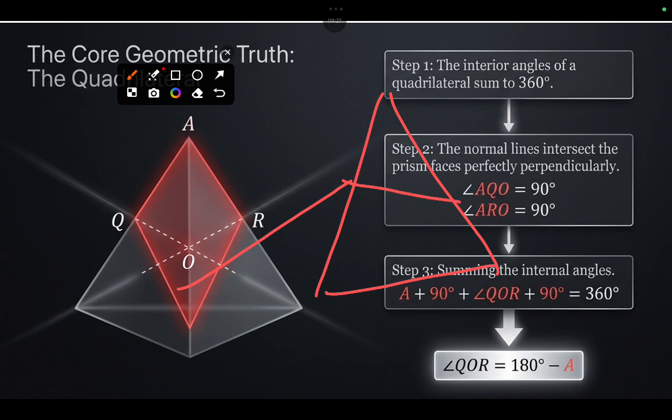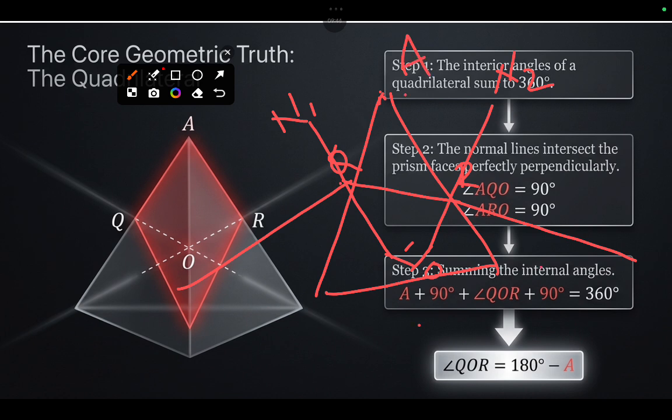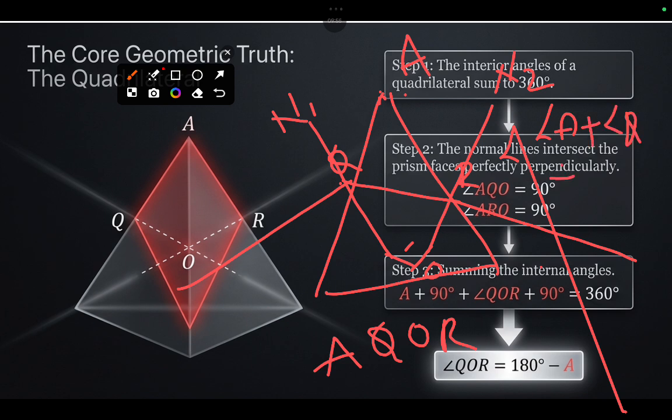Okay. So this is Q point, this is R point, normal is N1, here the normal is N2, both are connected here at O. Now let us consider AQOR. According to this quadrilateral, angle A plus angle Q plus angle QOR plus angle R will be equal to 360 degrees.